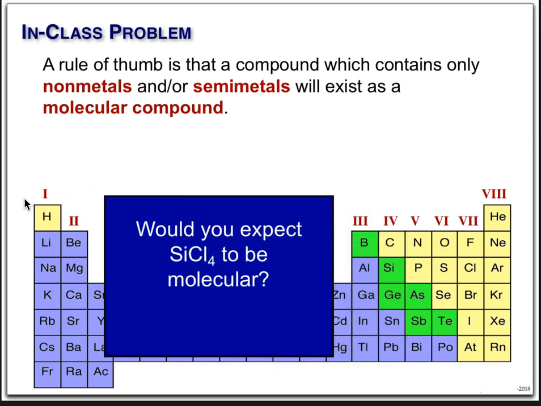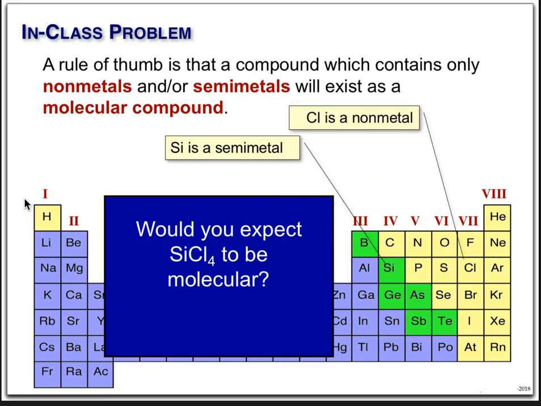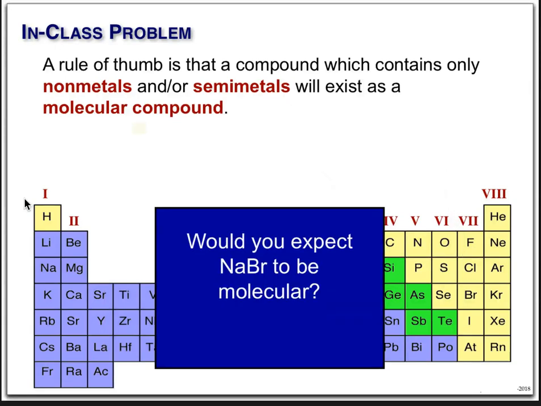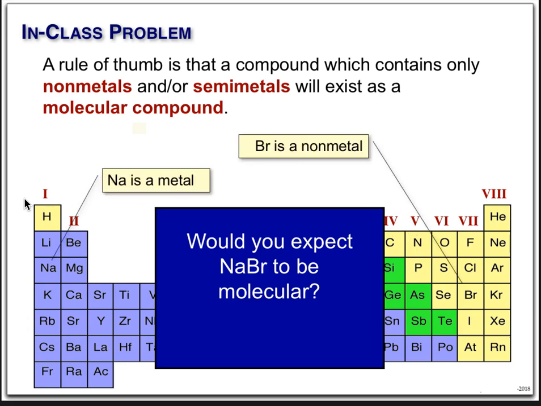Silicon tetrachloride. Silicon is right here. It's a semimetal. Chlorine's a nonmetal. It is molecular. Sodium bromide, well, that's a no-brainer. We've seen sodium so many times. It's right over here in group 1. It's a metal. Bromine is a nonmetal. This is ionic.